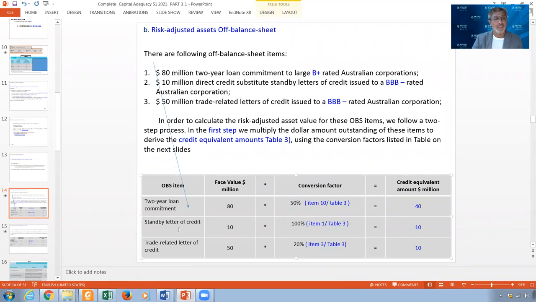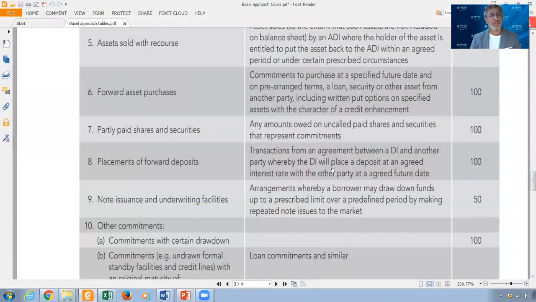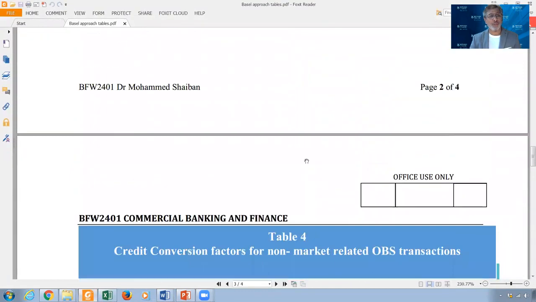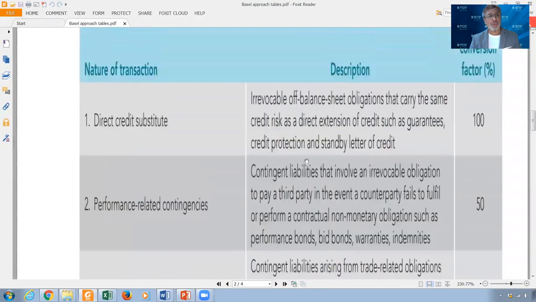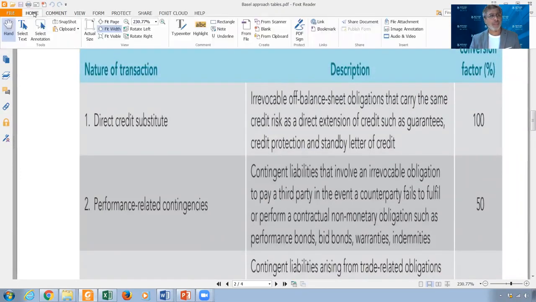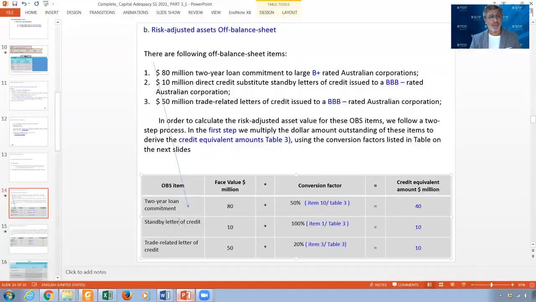Now, standby letter of credit. Standby letter of credit is actually coming in item 1 in table 3, which is this one. You have to have the tables in front of you. So this is the standby letter of credit. You can see here, it's over here, standby letter of credit, and it is 100%. So when I go here, I multiply by 100%.